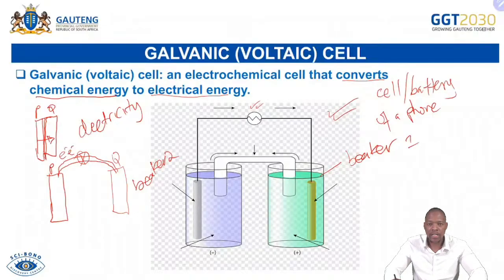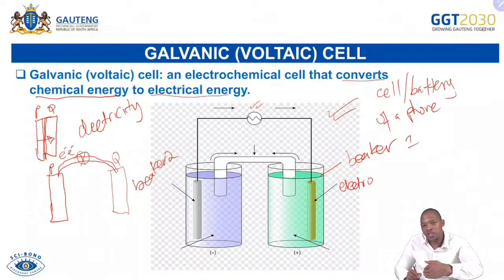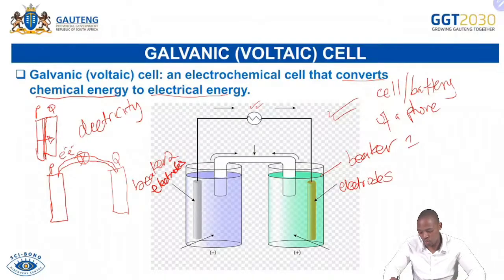You would remember that there was that discussion in grade 10. So these ones, we call them electrodes. This is the point where electrons will either enter or exit in our circuit. So we call them what? Electrodes. So there's electrode 1 and electrode 2.